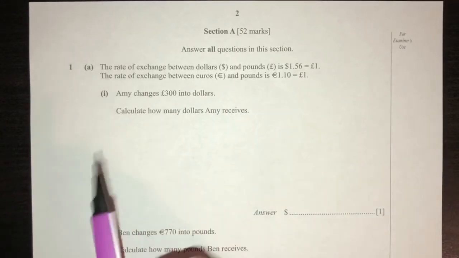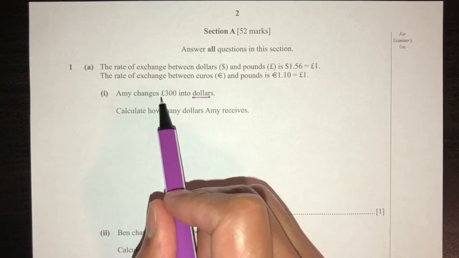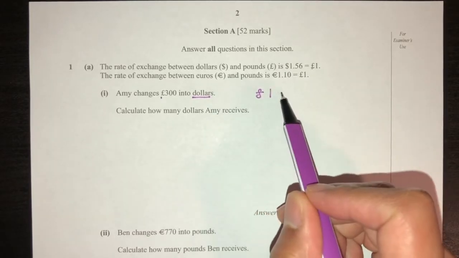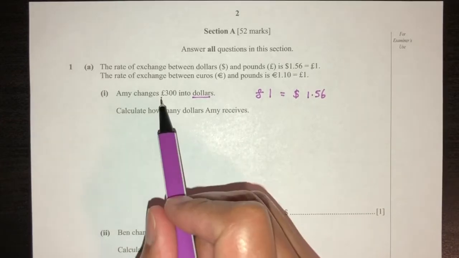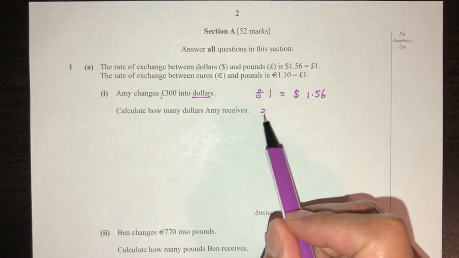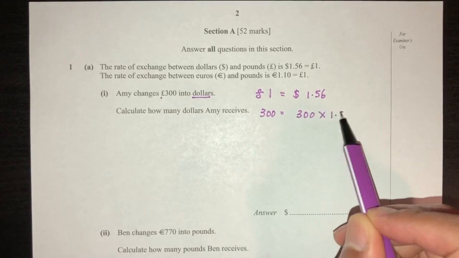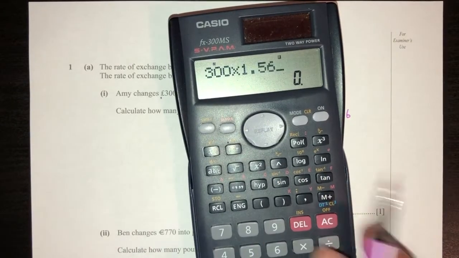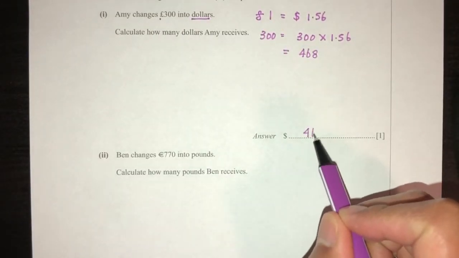So part 1, Amy changes 300 pounds into dollars. So pounds to dollars. We know that 1 pound is equal to $1.56. Now she changes 300 pounds, so that will be equal to 300 times 1.56. That should be pretty easy. That should be 468. So your answer in part 1 will be 468 exactly.